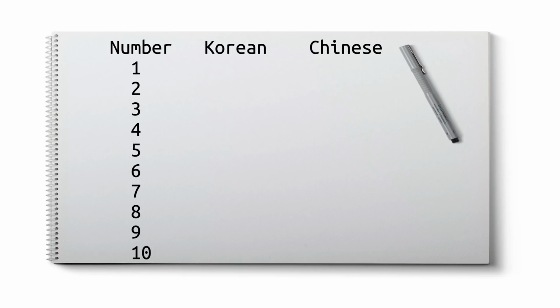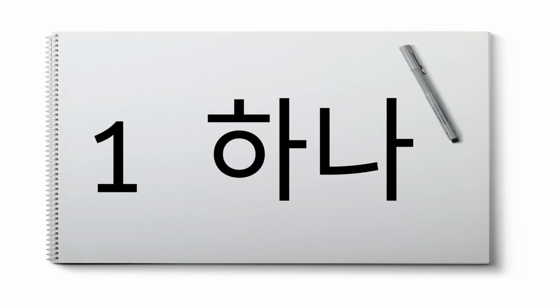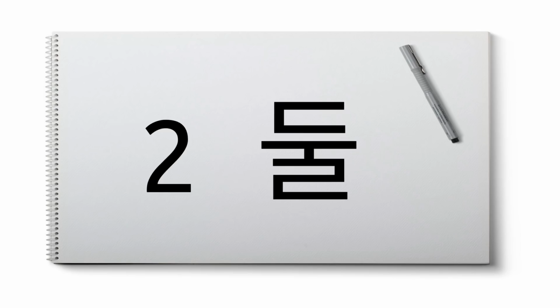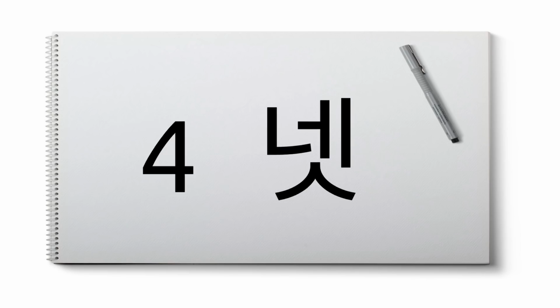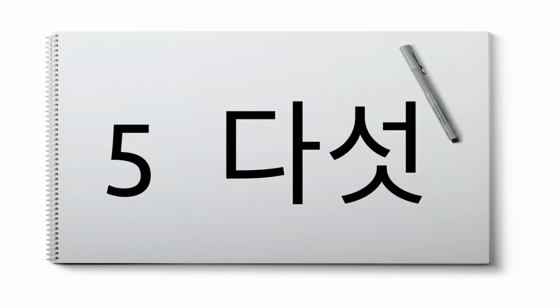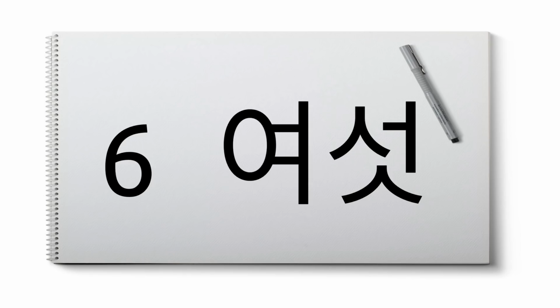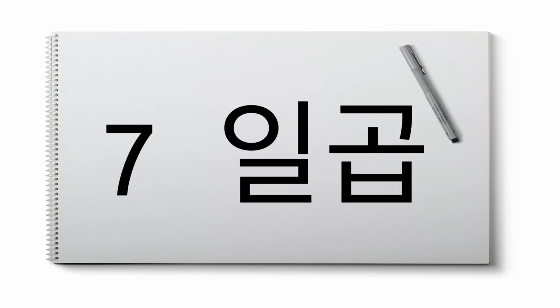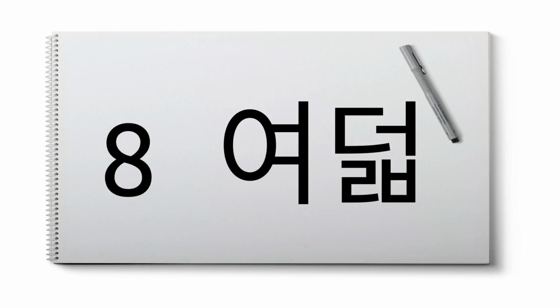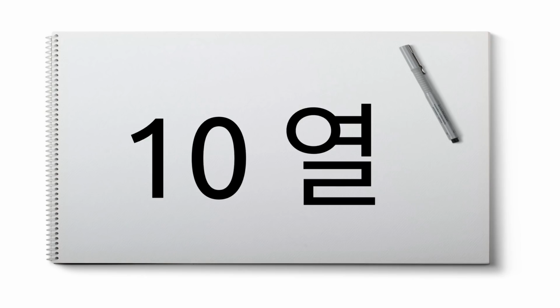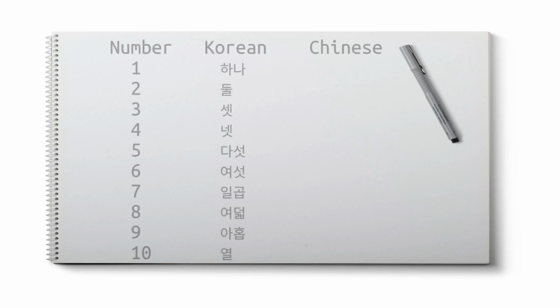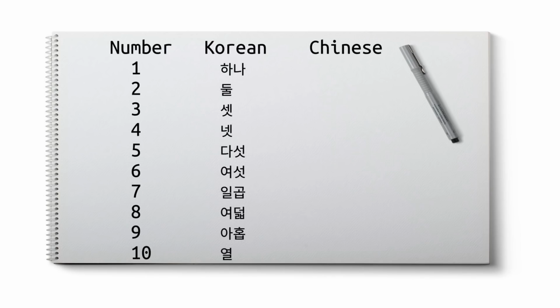We're gonna start with the Korean column, so you can repeat after me. I'm gonna start with 1. 하나, 둘, 셋, 넷, 다섯, 여섯, 일곱, 여덟, 아홉, 열.